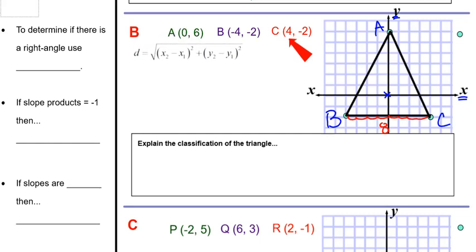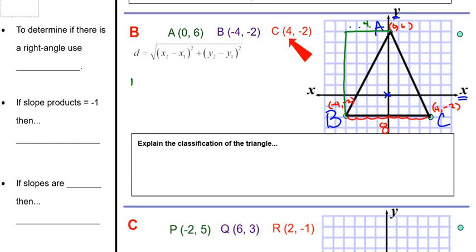So we can use our points and we can subtract them. This B point, remember, is -4, -2. And the A point is 0, 6. And the C point is +4, -2. Or remember, we can draw our triangles on here and we can just calculate. My X distance, 1, 2, 3, 4, is 4 spaces.